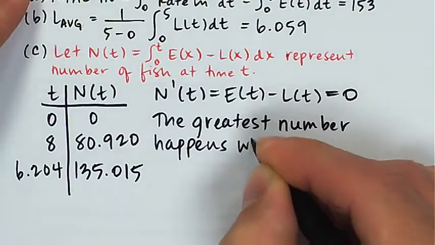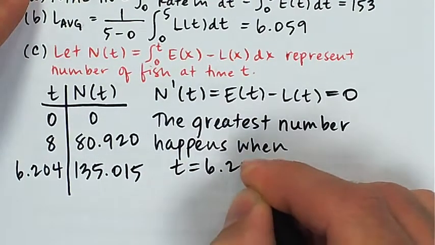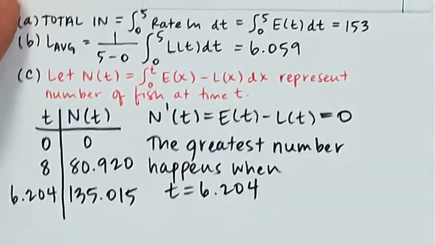Let me write a little conclusion. The greatest number happens when t equals 6.204. That's all I'll say about that.